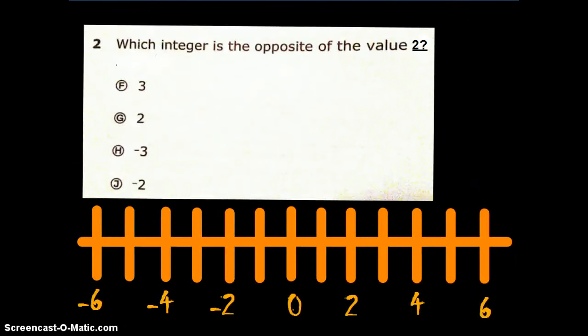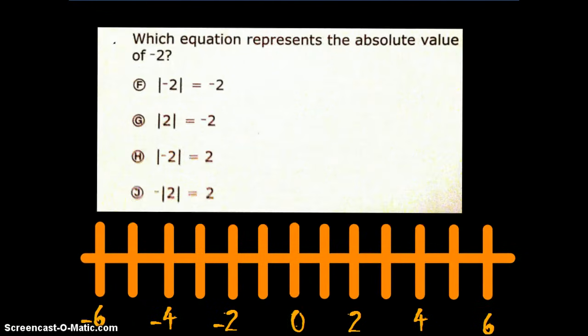The next problem says, which integer is the opposite of the value 2? Let's find 2 on our number line. 1, 2. And let's find its opposite. We're going to go 2 in the other direction. 1, 2. So the opposite of the value 2 is going to be negative 2. So this guy and this guy are what we consider opposites.